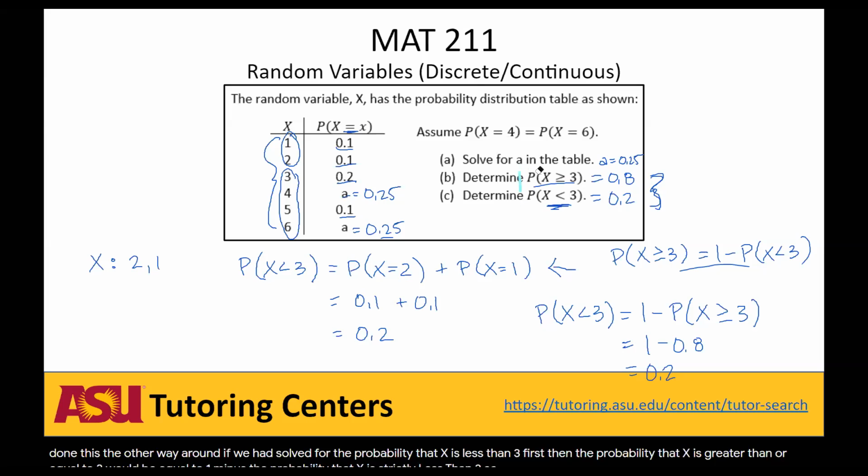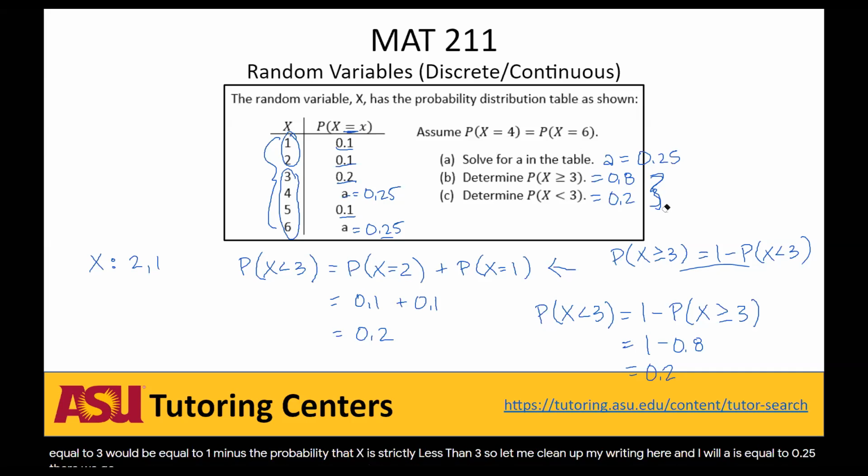Let me clean up my writing here. A is equal to 0.25. There we go, that's a little nicer to look at. So for our three answers, we have these three here, and that's the end of our problem.